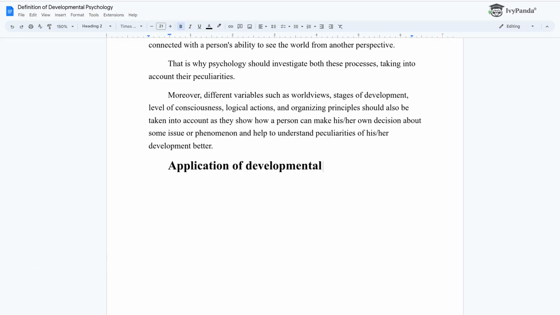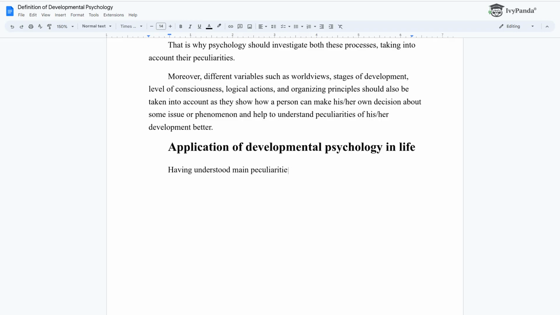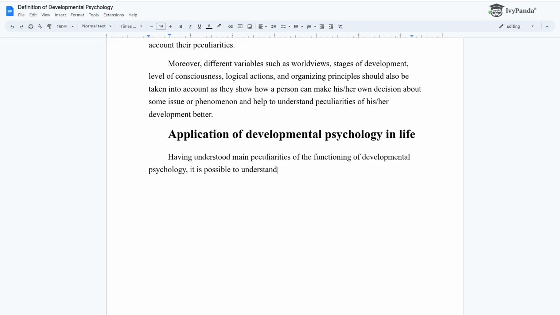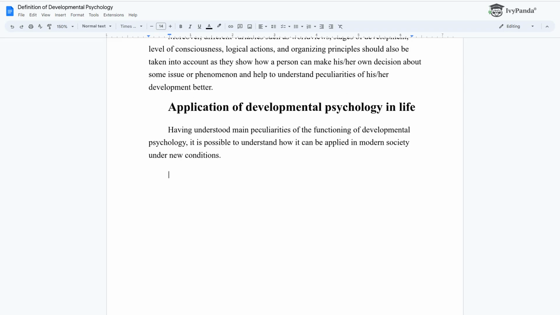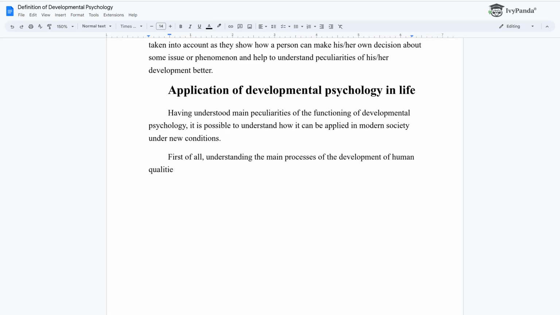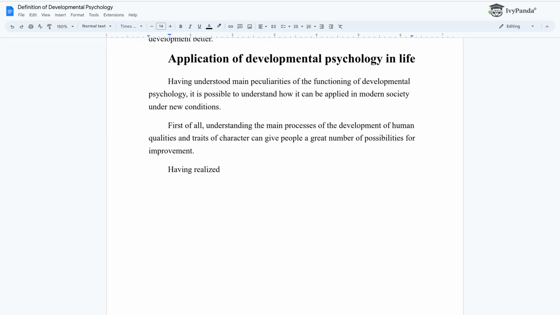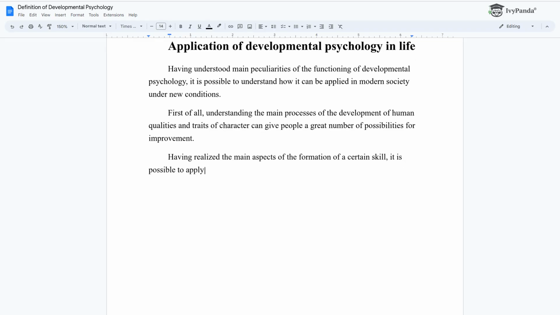Application of developmental psychology in life. Having understood main peculiarities of the functioning of developmental psychology, it is possible to understand how it can be applied in modern society under new conditions. First of all, understanding the main processes of the development of human qualities and traits of character can give people a great number of possibilities for improvement. Having realized the main aspects of the formation of a certain skill, it is possible to apply this knowledge to obtain the needed skills faster.